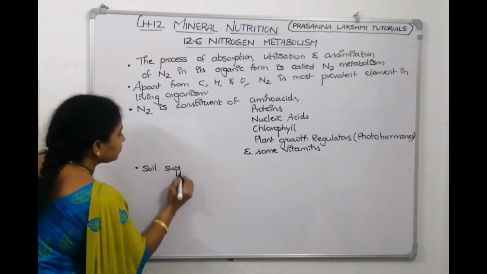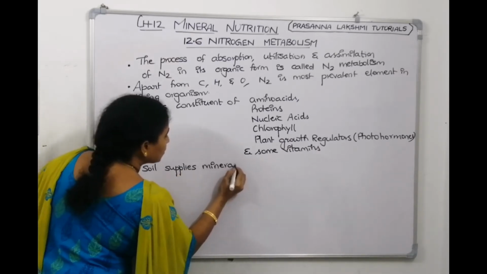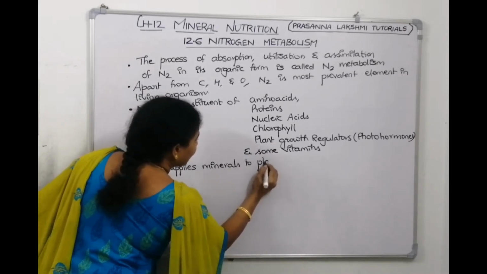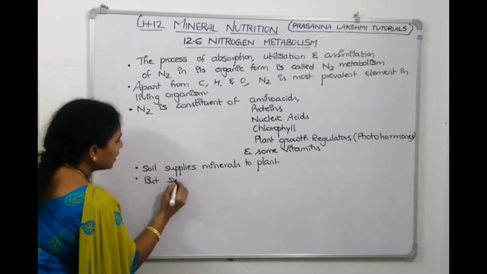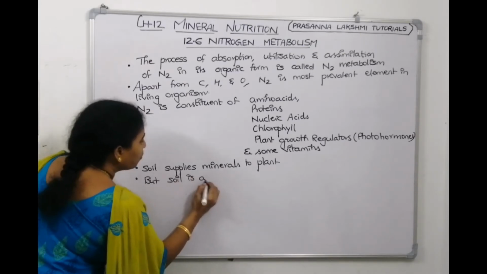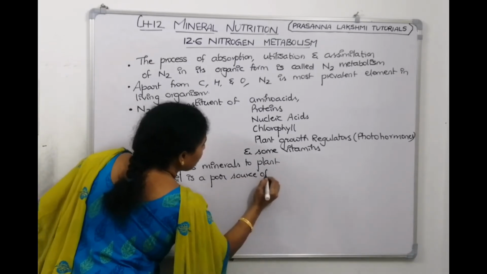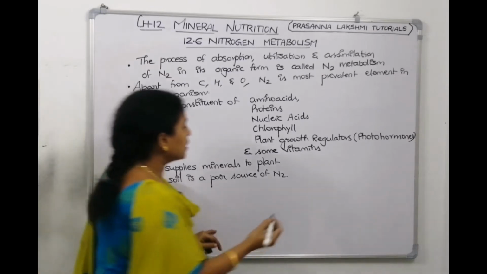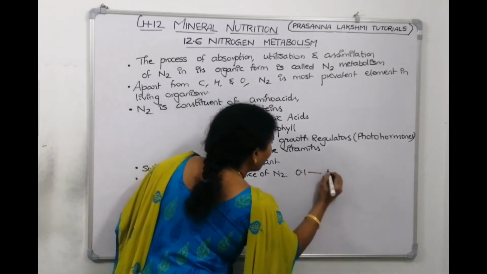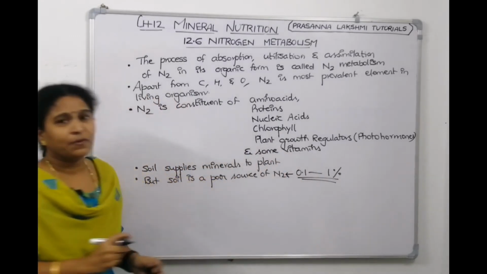Soil supplies minerals to plants, but soil is a poor source of nitrogen. How much nitrogen is present in the soil? It is 0.1 to 1%. That is why it's a poor source of nitrogen.